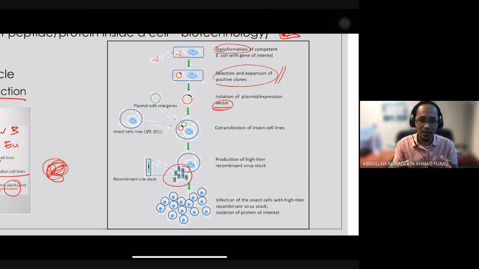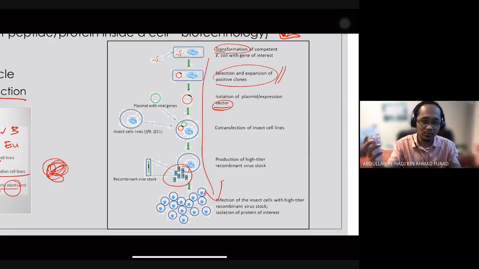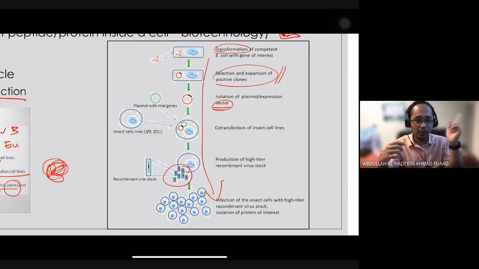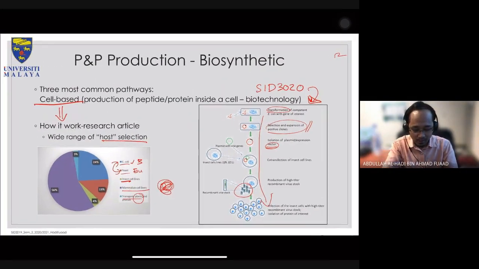Okay, so of course this is just one way to look at it, but normally, once you have one single cell that has the protein that you want, you will first grow the cells into thousands or millions, and then you put in a trigger so that each cell will produce the protein or peptides of interest. Okay, so that's one way to do it, and we will look at this pathway in more detail when we are talking about vaccine technology or while we are producing more proteins.